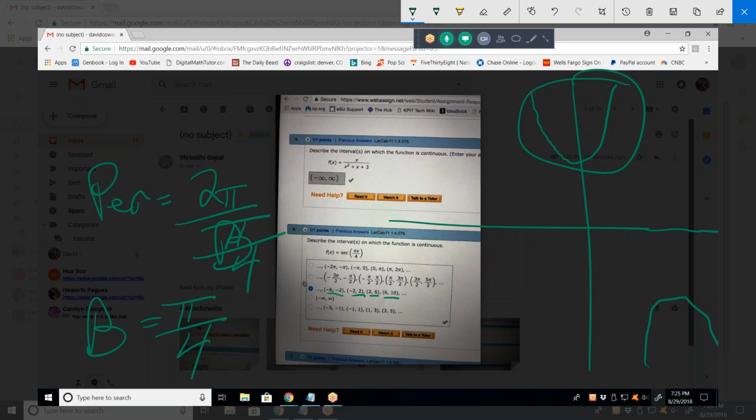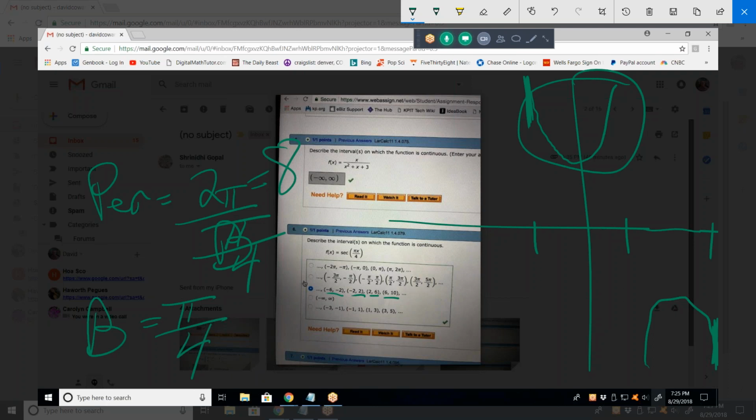you're right, the period is 8, which means it's 8 from there to there, which means it's 4 from there to there. That makes sense. So it's going to be discontinuous every 4. It's going to run into a vertical asymptote. And you can almost answer this by process of elimination.